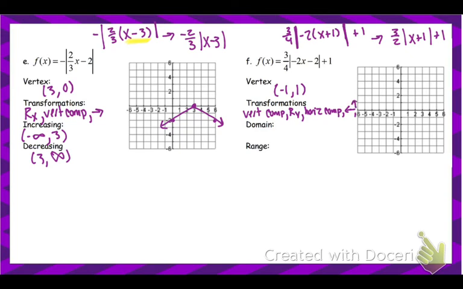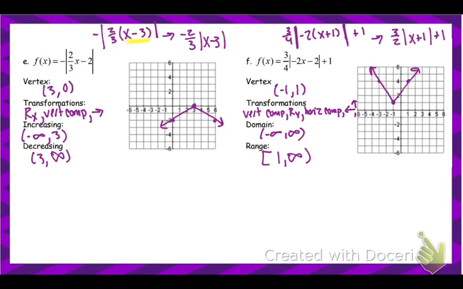All right, so (negative 1, 1) is my vertex. My slope after applying all of those changes is up 3 and right 2. Reflect it to the other side. And that gives me my graph. Domain for all absolute value is negative infinity to infinity. Range here, bottom to top, is 1 to infinity.